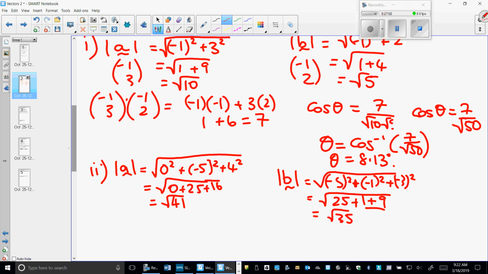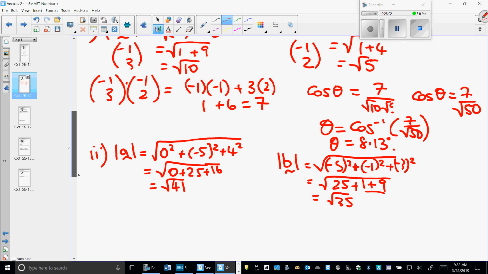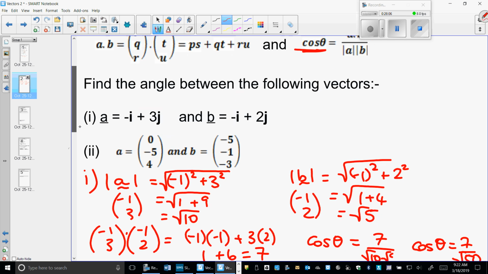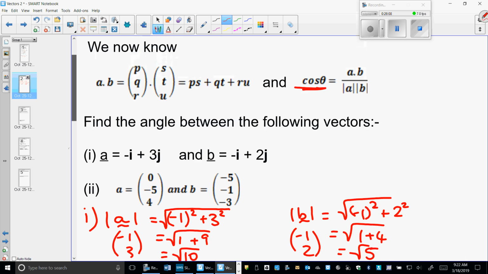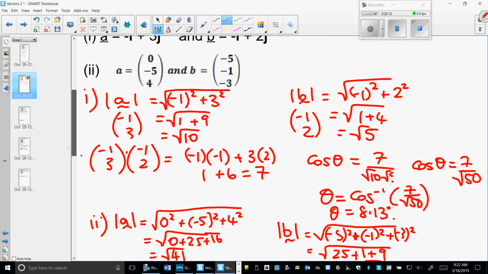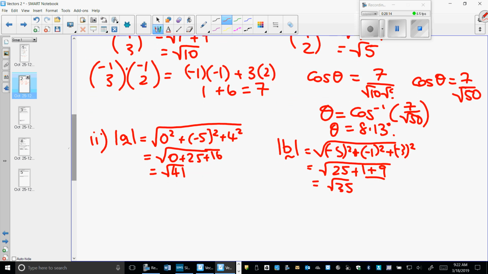And Ali, what else do I need to find? So in our formula, cos A equals blah, blah. Yeah, the dot product. So what's it going to do for A dot B? So what's the actual answer going to be?